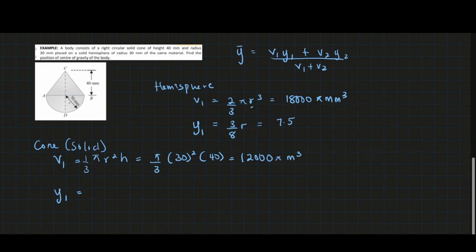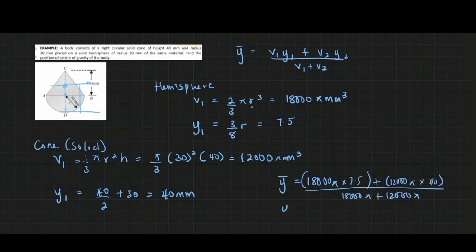Now for the centroid, it's simply going to be from its half point down to the line of reference, as we solved in the last question. That'll be 40 divided by 2, which gives you from here to here, plus 30 from here to here. So that's going to be equal to 40 mm. When you put together all your solutions and simplify, you get that the y center of gravity is equal to 20.5 millimeters.